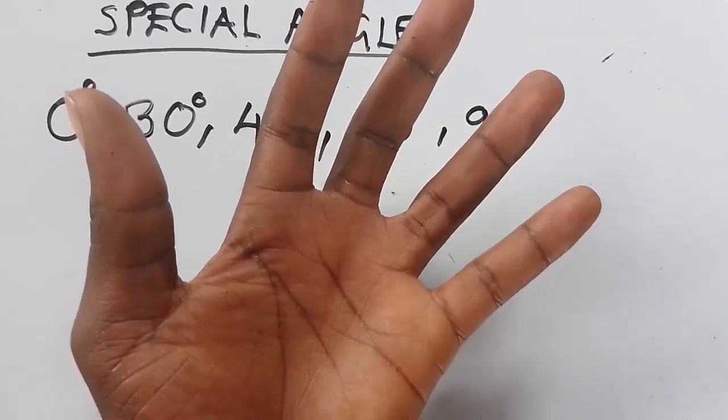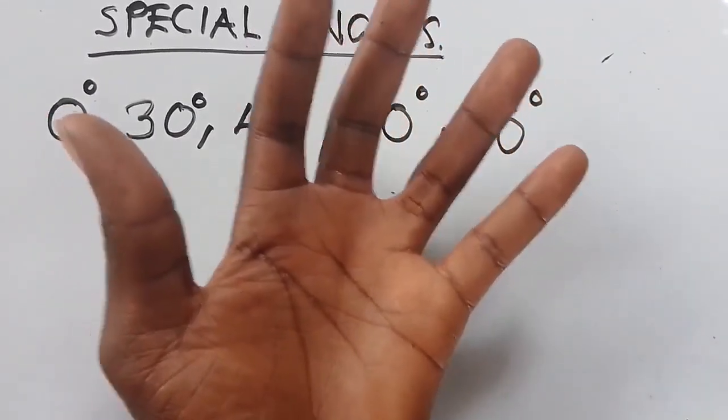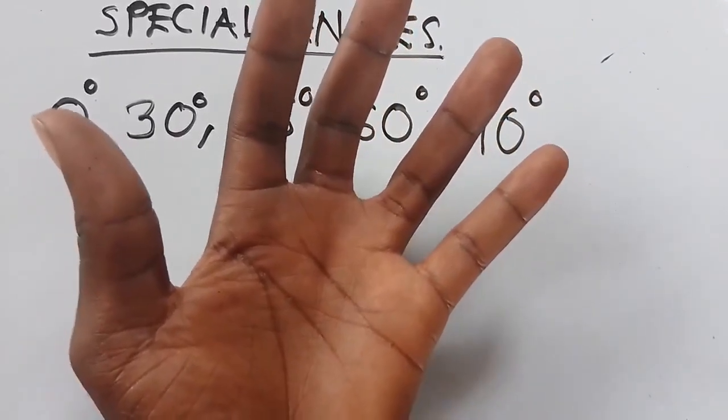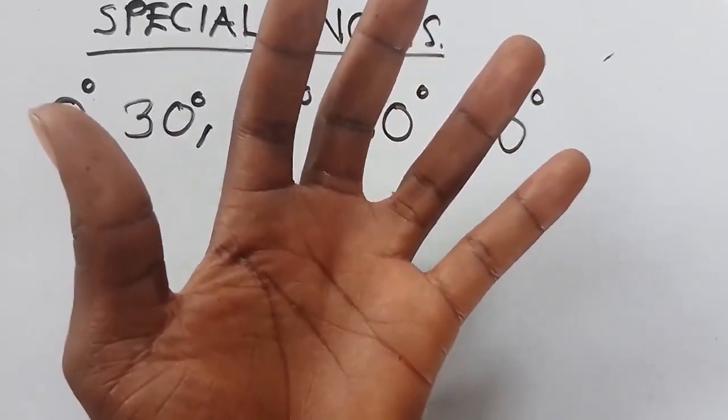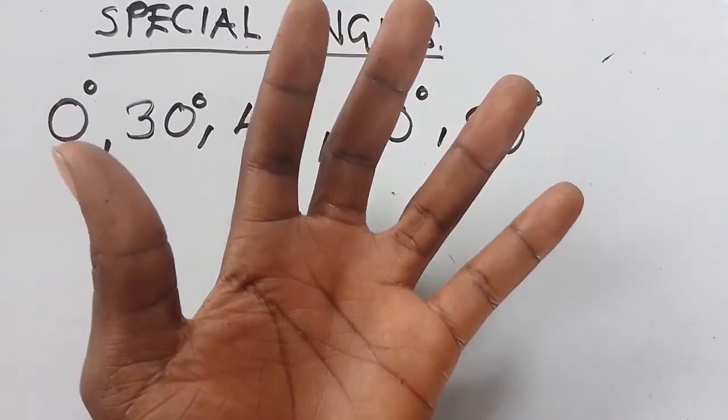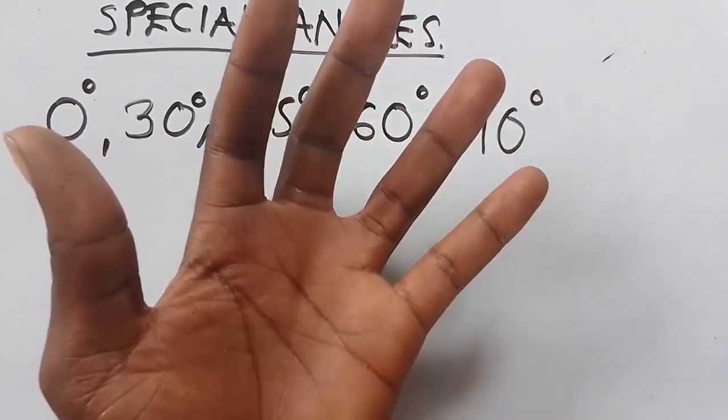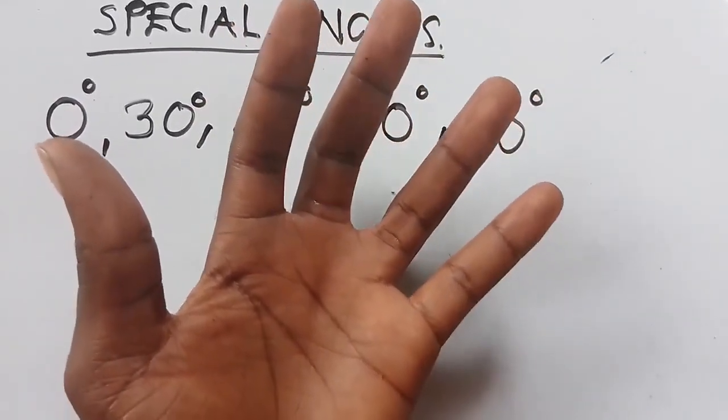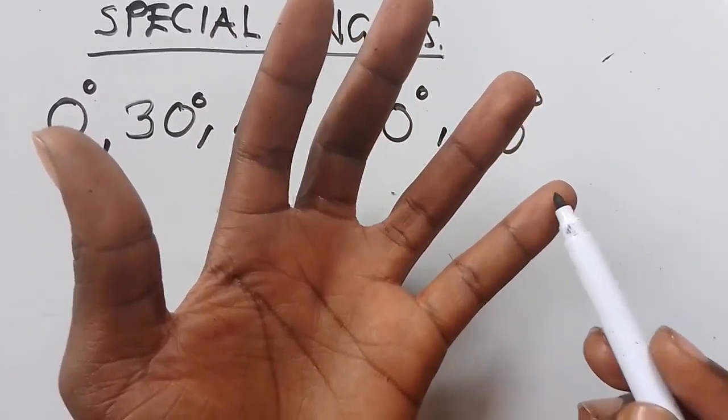So this is very simple. I want you to do this. This is your finger. Have you seen? This is my left hand. So you get your left hand like this. I'm going to say this is 0 degrees.